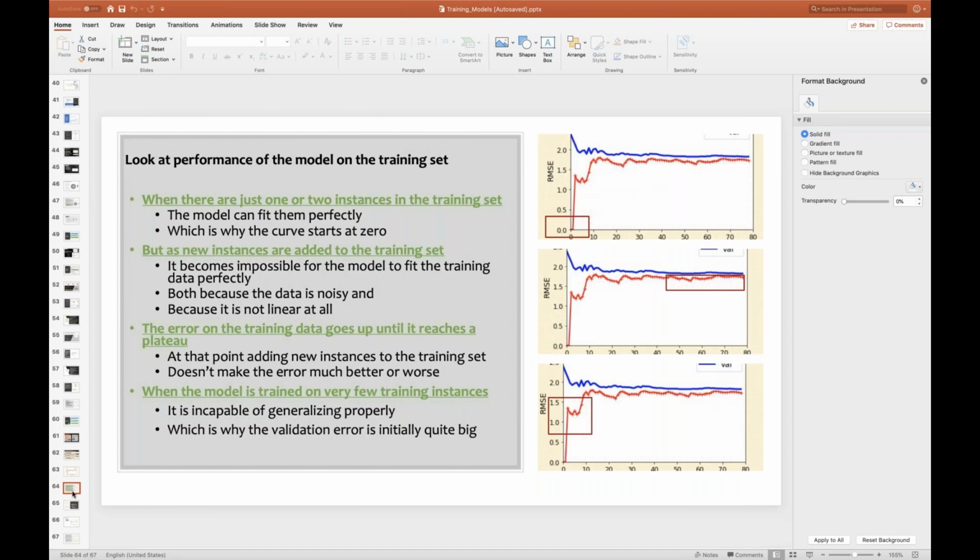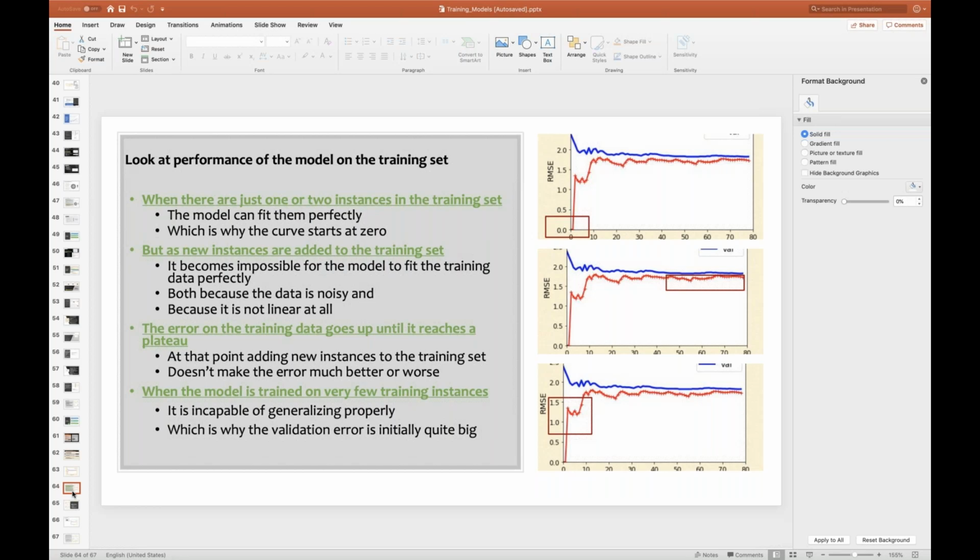Guys, look at the first diagram on my right side. I have highlighted a point 0, comma 0. Second, I have highlighted the right side 1, and in the third diagram I have highlighted the curve that is between 1 and 1.5. Now, when there are just one or two instances in the training set, the model can fit them perfectly, which is why the curve starts at 0.